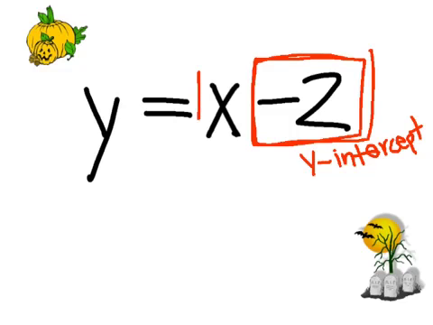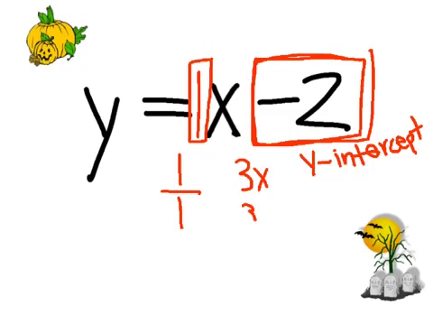Alright, next thing we're going to do is look for our slope. The slope is the number that's in front of the x. Right here we have a 1 in front of the x. Remember, if there's not a number in front of your x, it's just 1. If this number is just one number, put it over 1. So we have a 1, we'll have 1 over 1. If that was a 3x, then our slope would be 3 over 1. Now you want to do that because it'll make it easier to graph it.